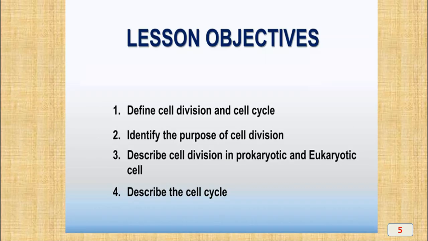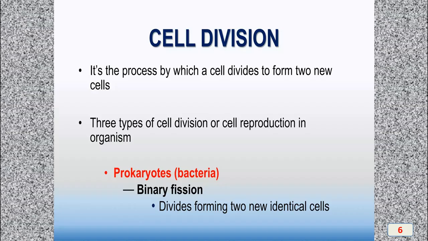Then the objectives of this lesson are to define cell division and cell cycle, identify the purpose of cell division, describe cell division in prokaryotic and eukaryotic cells, and describe the cell cycle. Cell division is the process by which a cell divides to form two new cells. So three types of cell division are noticed.